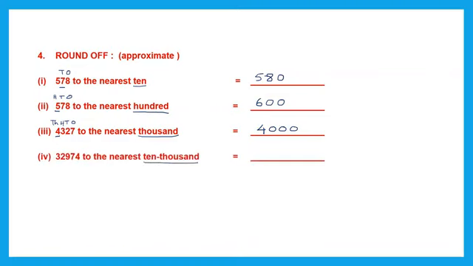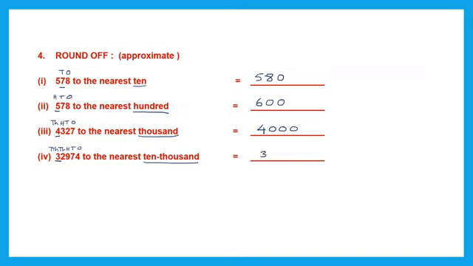So 32,974 to the nearest 10,000. So let's find that place. Ones, tens, hundreds, thousands, and the last digit is 10,000, that is 3. So we have underlined 3. We're going to look at the digit next to it, that is 2, which is less than 5. That means the underlined digit will not change. So I'm going to write 3 as it is.